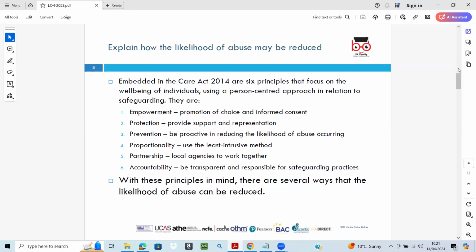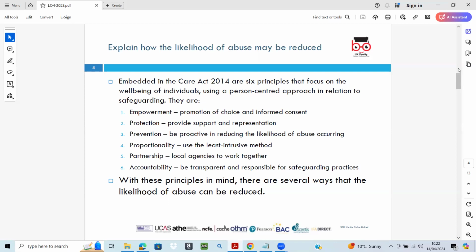So in the health and social care industry, we always get consent and we always inform the service user about the procedures and everything. That is a legal requirement as well. Then the next one is protection.